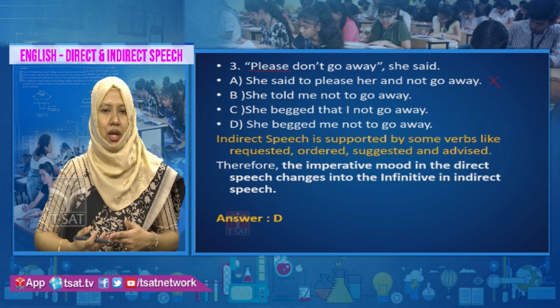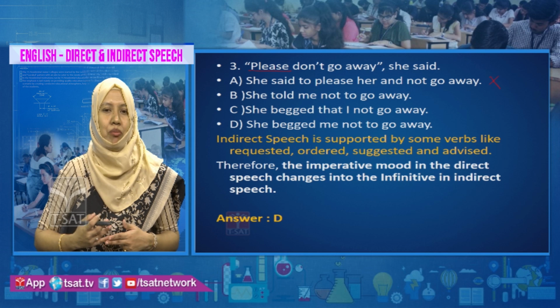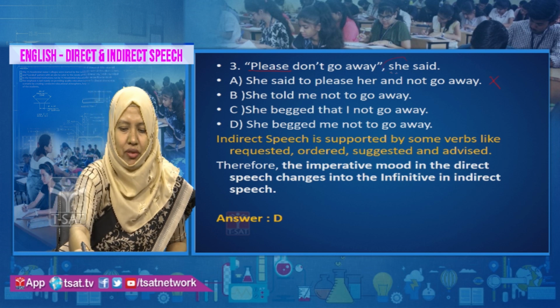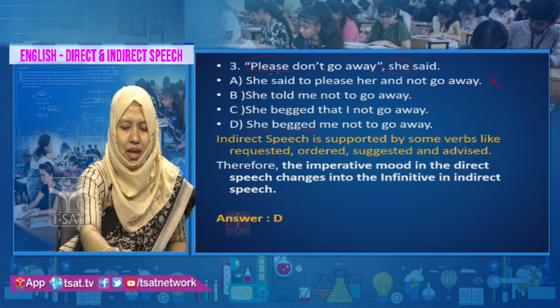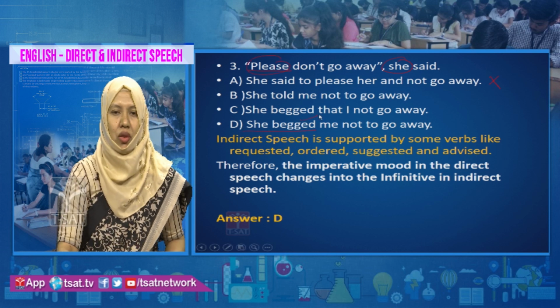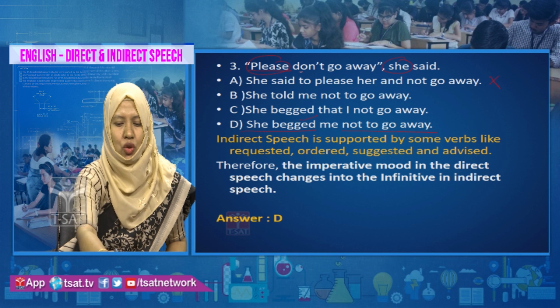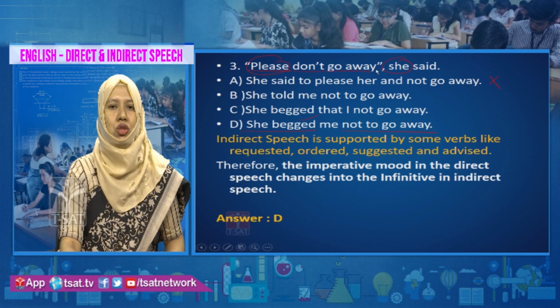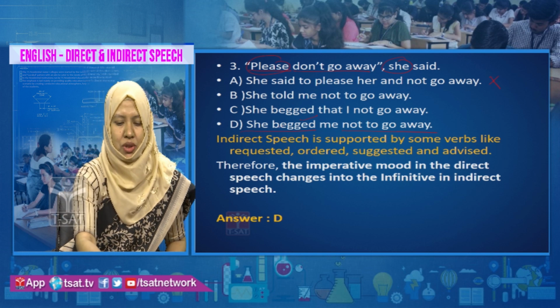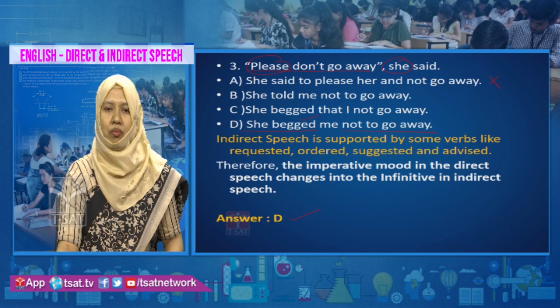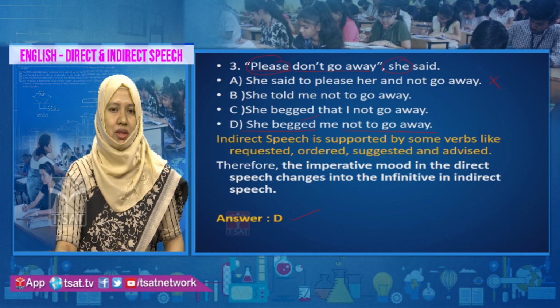She begged me not to go away. The subject will be the same, she begged. Please is there, that is why we are using begged, or we can write requested also. She begged me not to go away. "Don't go away" will change to "not to go away". So, here the correct option is option D. She begged me or she requested me not to go away. Begged is nothing but requested.